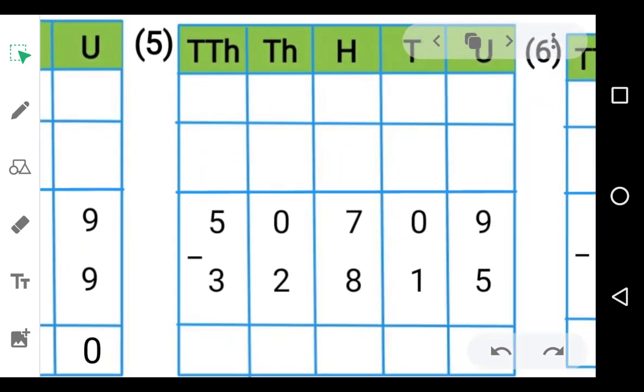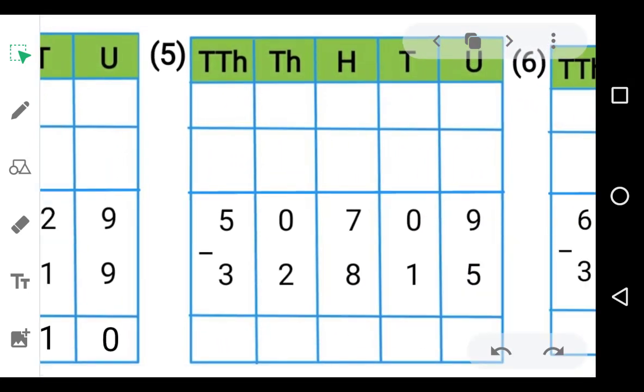Now see the next one. In the next the numbers are given 50,709 and 32,815. Here we have to subtract 32,815 from 50,709. So see at the unit place 9 minus 5, 4. At the tens place we cannot subtract 1 from 0. So borrow 1 from hundred place.